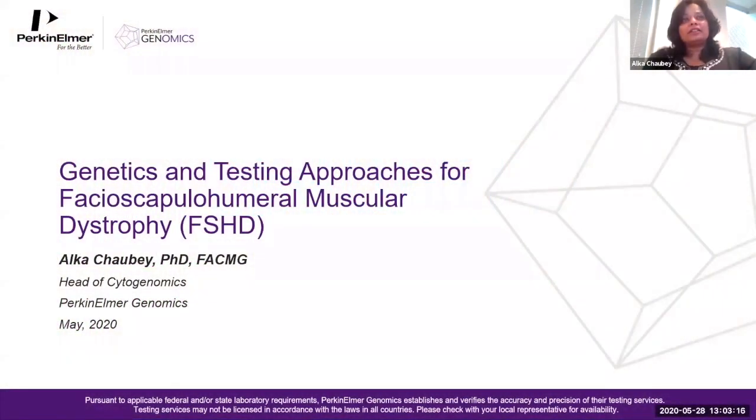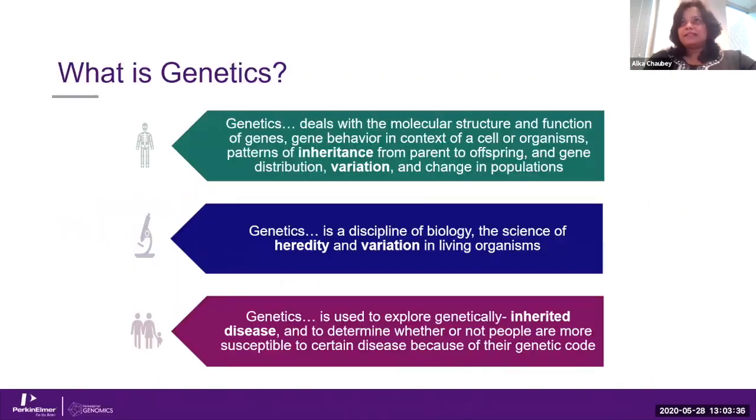So I will be talking about the genetics and testing approaches for facioscapulohumeral muscular dystrophy, which you all obviously are aware of, either there's an affected family member or you know somebody or you're involved in some way. So for the remainder of the talk, I will be saying FSHD. But let's just take a step back and look at what we are talking about here.